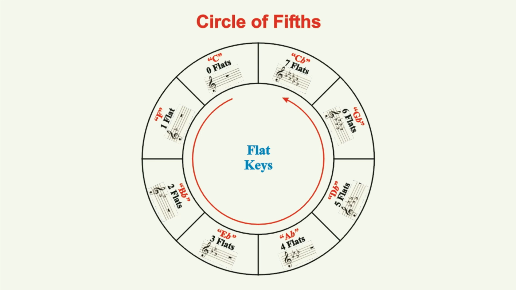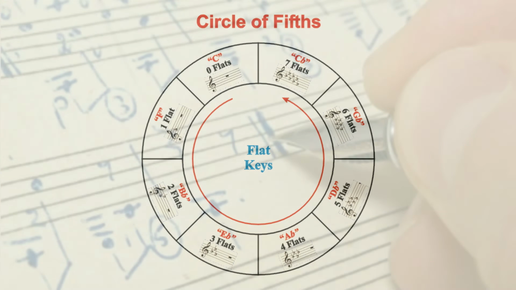If we ever need a reminder with regard to the actual order of flats in the sequence of key signatures, this visual aid shows us that beginning with the B flat, there are 4 upward scale degrees between each. So, beginning with B flat, we move up 4 scale degrees to E flat, move up another 4 scale degrees to A flat, 4 scale degrees to D flat, 4 scale degrees to G flat, 4 more to C flat, and 4 more to F flat.